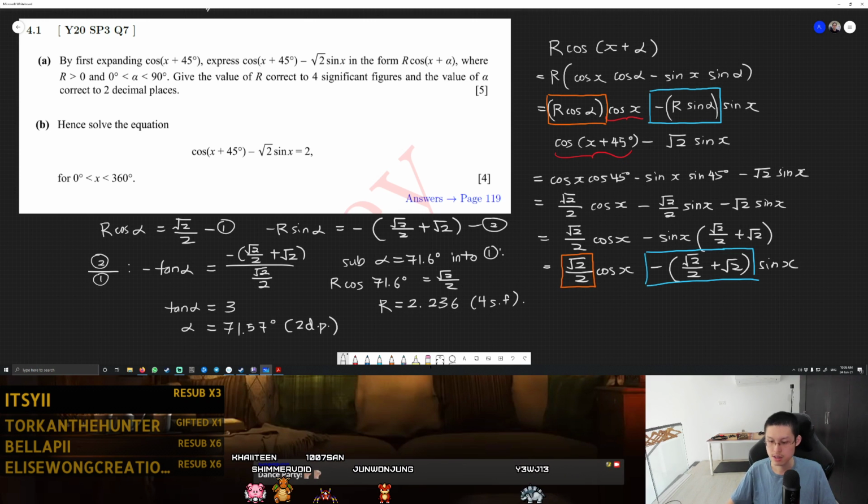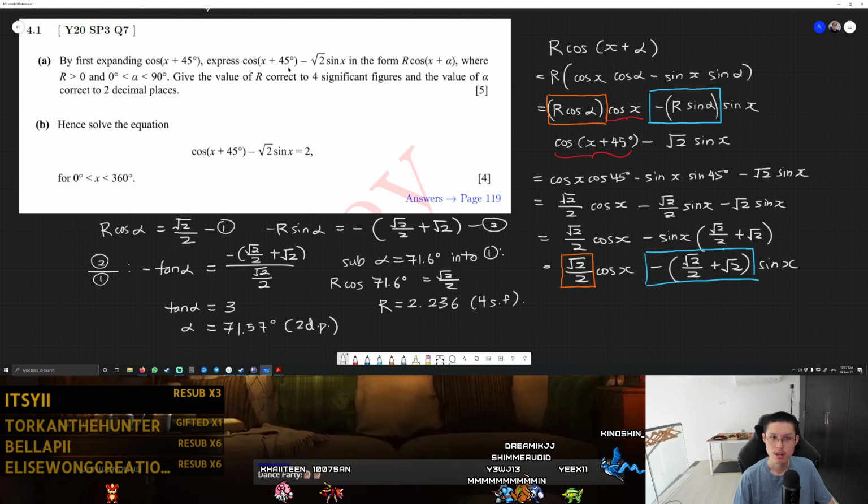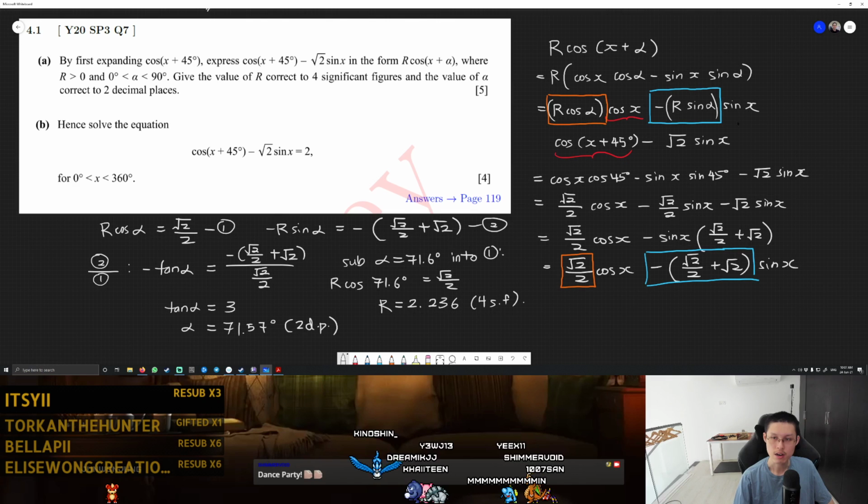Okay, you guys good? You always start from the r cos something that they've given you and you expand it from there, and then you compare with your existing equation. But you have to make sure that it looks exactly like the expanded form of the r equation.